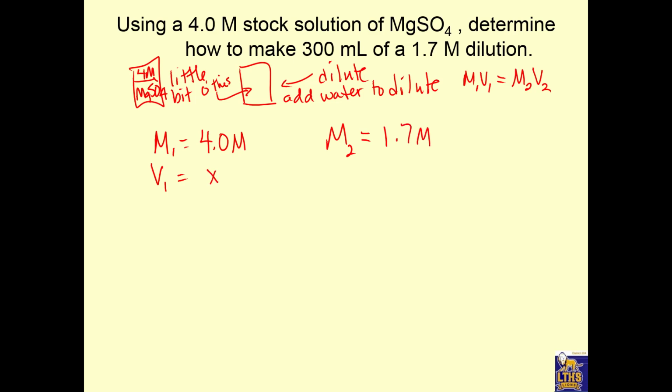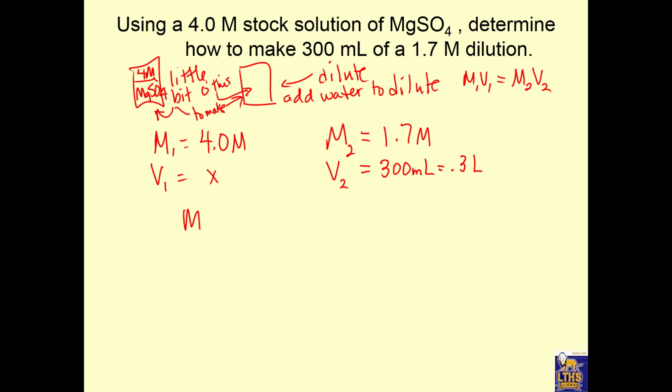I don't know how much of this, little bit of this, to make this. So I don't know how much of the 4 molar to use, but I know when I'm done diluting it, I want to have 300 milliliters, which is equal to 0.3 liters. Okay, just change it to liters because molarity means moles per liter.